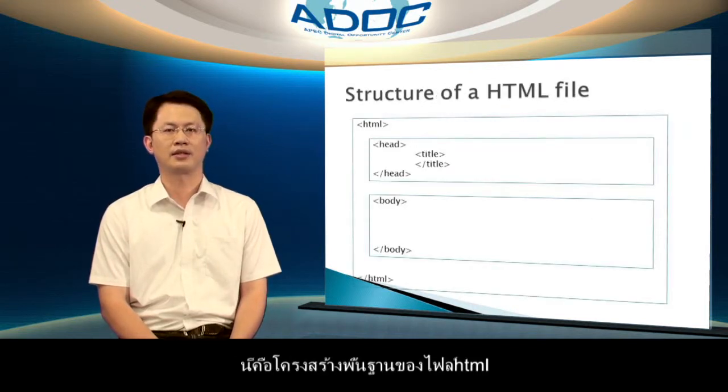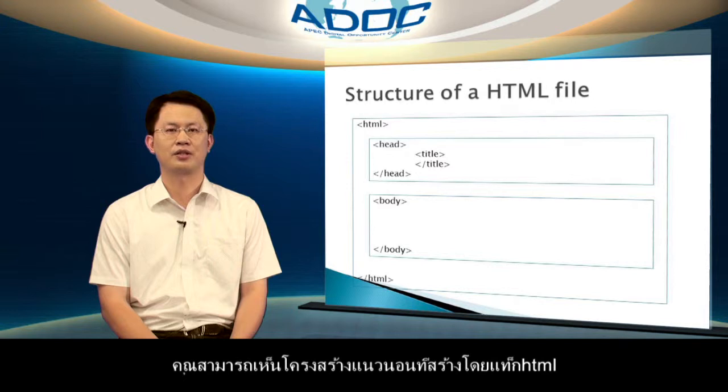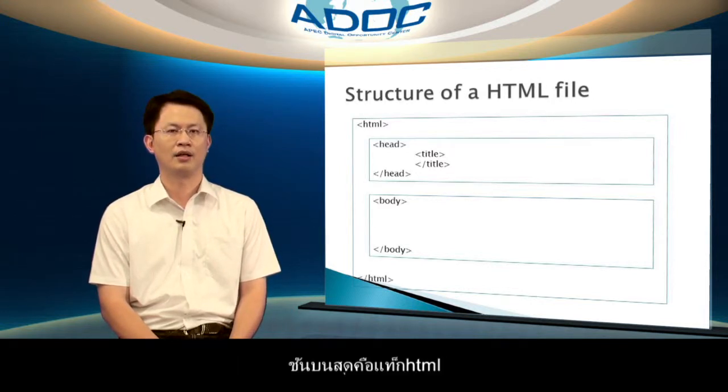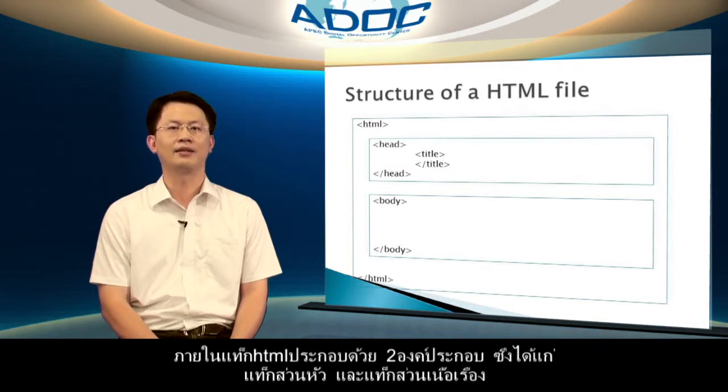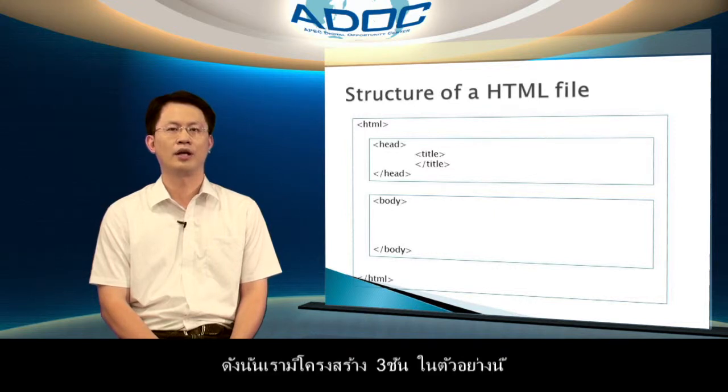And this is the basic structure of an HTML file. You can see the layer structures constructed by the HTML tags. The top layer is the HTML tags. Inside HTML tags are two elements, which are head tags and body tags. Inside head tags, we have title tags. So we have 3 layer structures in this example.